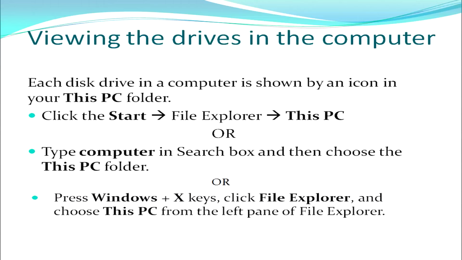Now, once we store data in a computer, we store it on various devices. We have drives, external hard disks, internal hard disks, CDs, pen drives, various secondary storage devices where we store data. So, each disk drive in a computer is shown by an icon in the This PC folder. This is the name of the folder which is given by Windows.